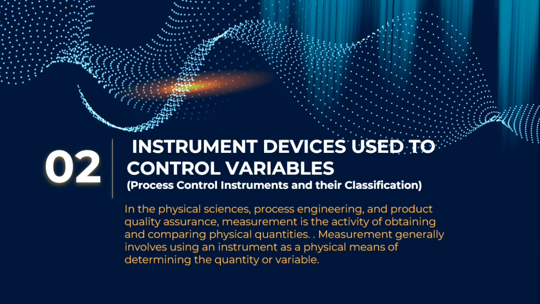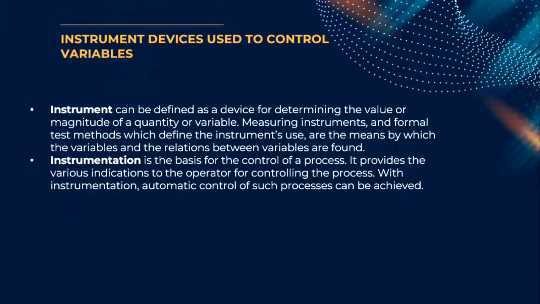So the second subtopic is instrument devices used to control variables, process control instruments and their classification. In the physical science, process engineering, and product quality assurance, measurement is the activity of obtaining and comparing physical quantities. Measurement generally involves using an instrument as a physical means of determining the quantity or variable. So, instrument can be defined as a device for determining the value of magnitude of a quantity or variable.